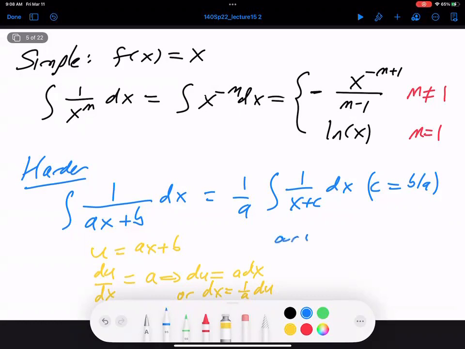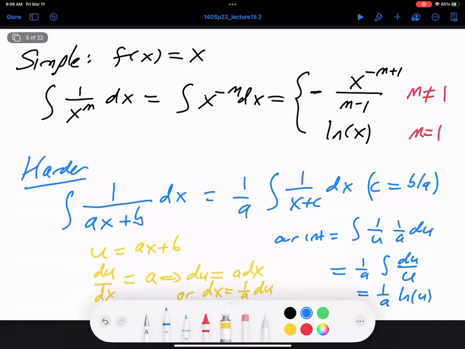So our integral is going to be the integral of 1 over ax plus b, which is 1 over u, and then dx is just 1 over a du. So that's going to just be 1 over a integral of du over u, which is just 1 over a natural log of u, which is just 1 over a natural log of ax plus b. If you want, we could put a plus c, because we're doing an arbitrary integral.